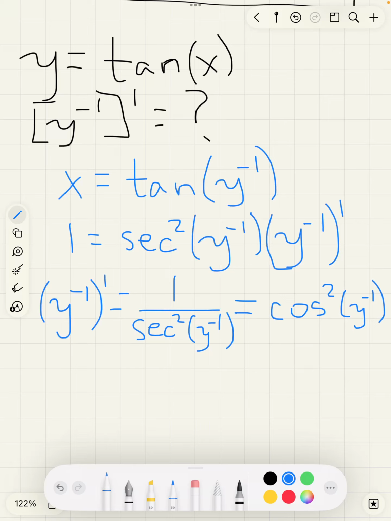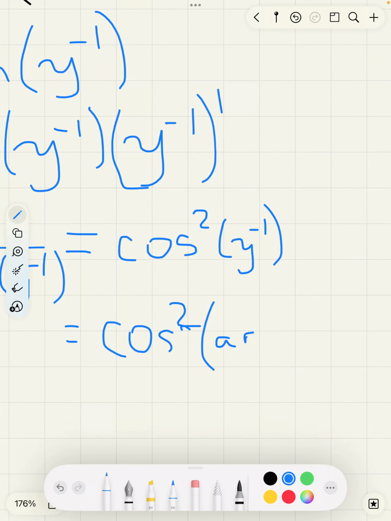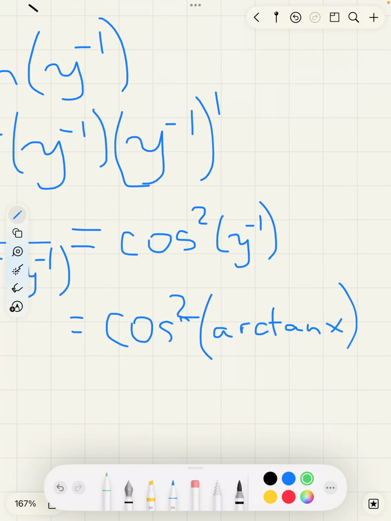Well, if y is tangent of x, we know exactly what y inverse is. We know it's arctangent of x. So essentially we need to find cosine squared of arctangent of x. And from there we can do our little triangle trick again. Right, so technically we did this in the last example, we just did it before the example. So whenever you're deriving these, you do have to do the triangle setup every time, but more on that in a second. So first, remember that arctangent of x is an angle.